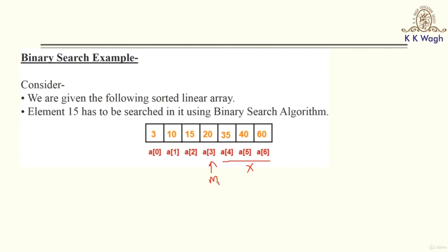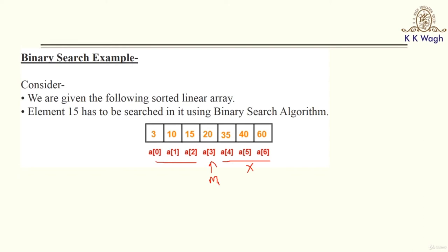So now what do we have to do? Now we will be calculating the new end. The beginning will be the same. The new end will be mid minus 1. So previous mid minus 1, that is 3 minus 1, which is equal to 2. That is the new end because we are not interested in the old end now. So this will be considered as our new end. Now our search will be in this area only.